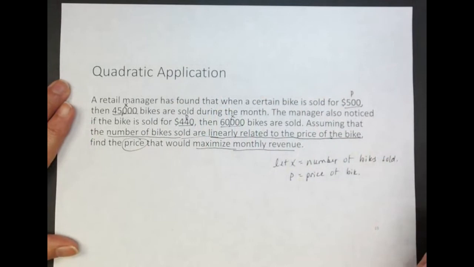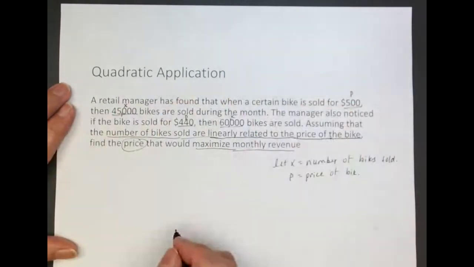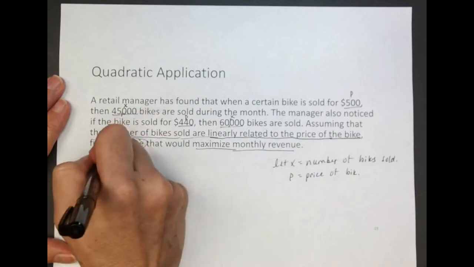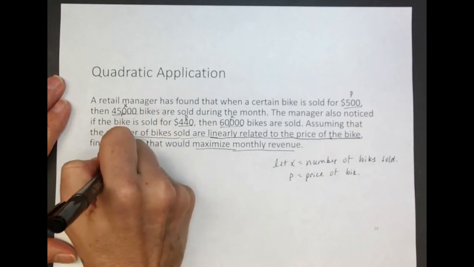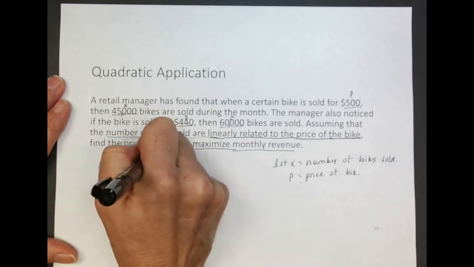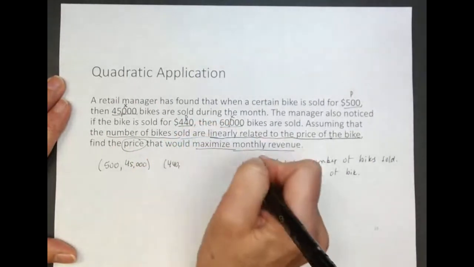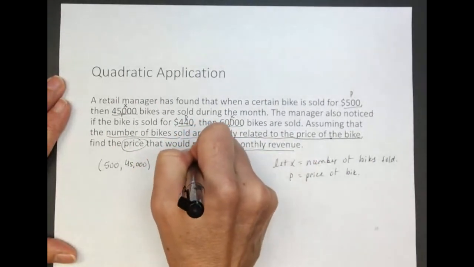Okay, so let's see. I could come up with a price function here, couldn't I? Let's see if I can do it. I got two sets of inputs and outputs for a price function, right? The first set is at a price of 500. I sell 45,000 bikes. The second set is at a price of 440. I sell 60,000 bikes.